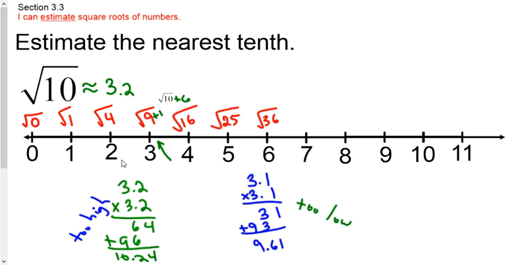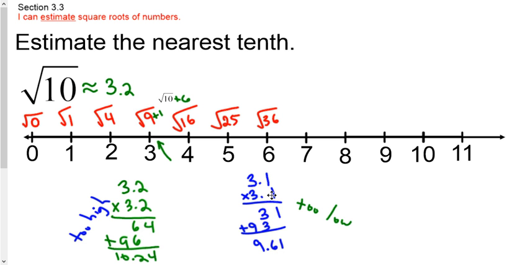So that's what you do. You just do a little bit of guess and check. This number line helps you get a starting point, so that way you're not guessing, you know, like 3.8 times 3.8. That would be way too big. And so once you find out if you're too high, you just readjust and go down lower.